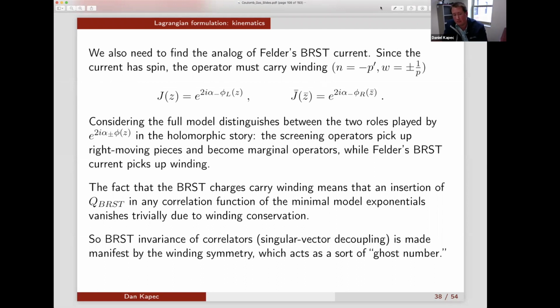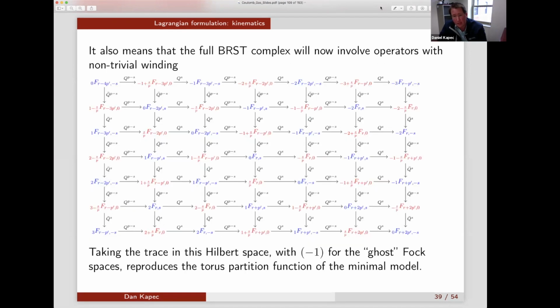Okay, so this BRST invariance of the correlators, which is related in some way to singular vector decoupling, is made manifest by this winding symmetry, which looks kind of like a ghost number. Okay, and it also means that the full BRST complex, based on a single minimal model Fock space, will now involve operators with non-trivial winding.